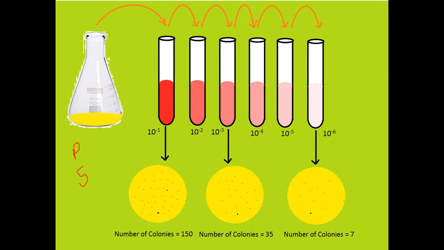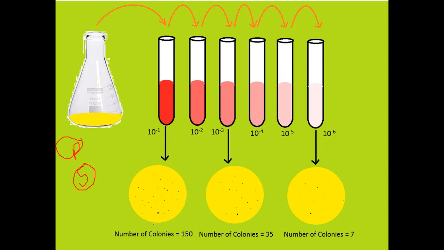After you do the serial dilution, you will follow either the pour plate technique, this is the pour plate technique, or the spread plate technique. After following either technique, you will count the number of colonies.